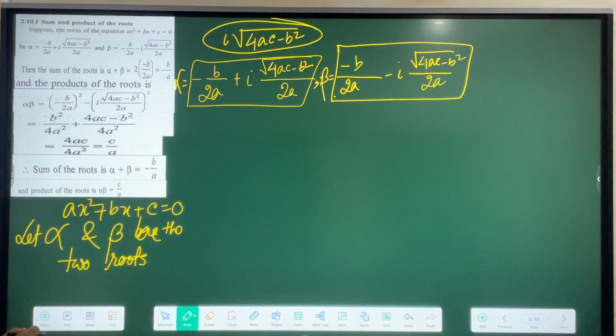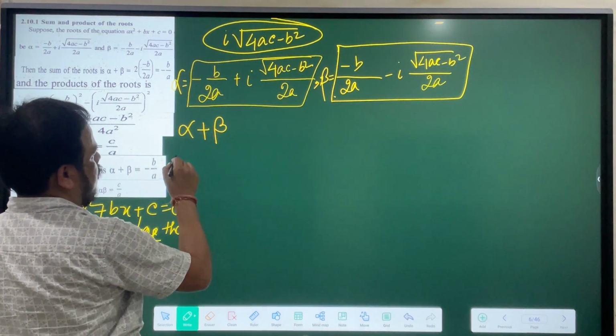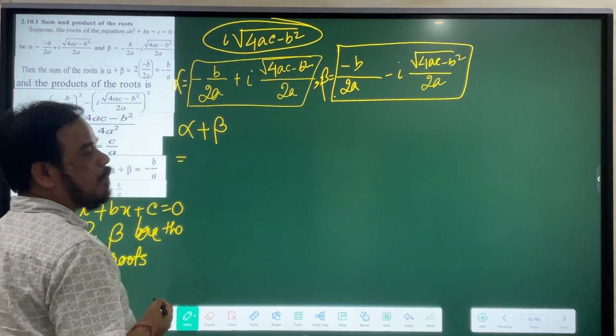Now we have to see the sum of the roots and the product of the roots. What are the roots? Alpha and beta. Now we will try to find out the sum of the roots. Both the roots, if we add, what do we get? That is what we have to see.